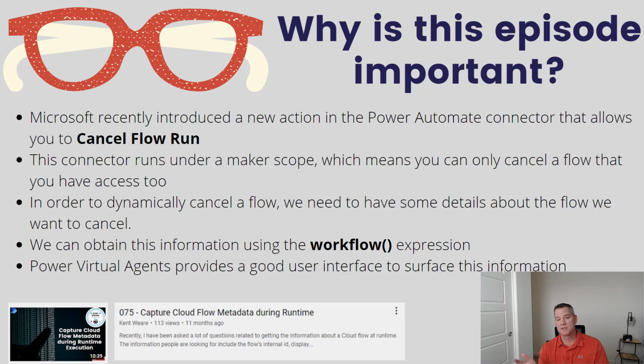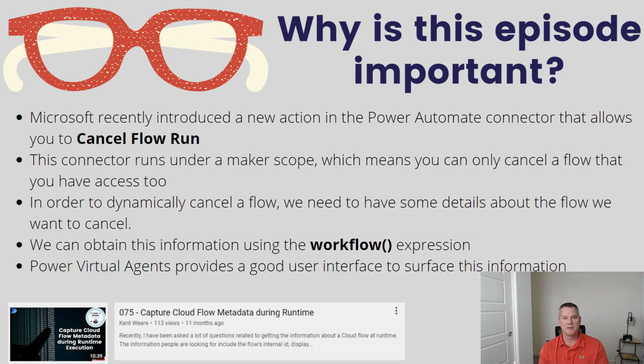So Microsoft recently introduced a new action in the Power Automate management connector that allows you to cancel a flow run. Now what's important to understand is that this connector and this specific action will run under the maker scope. So what that means is that there's two versions of the Power Automate connector. If you go ahead and look for it inside of the designer, you're going to see Power Automate, and then you're going to see Power Automate for admins.